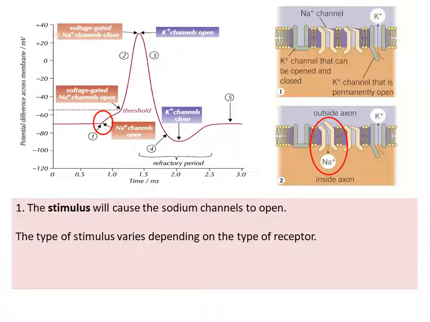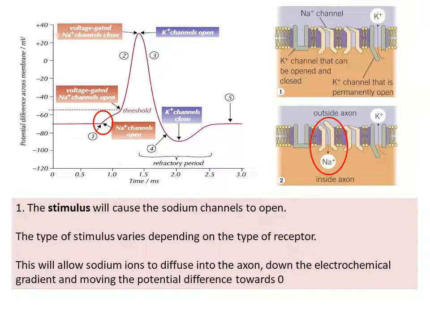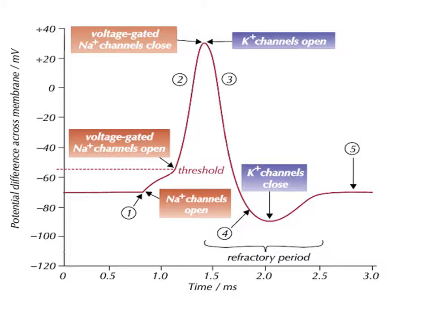Now the stimulus that's needed to actually open these channels will vary depending upon what the receptor is. So for example, it could be a simple physical pressure that opens the sodium channels, or it could be the energy from light, depending upon what type of receptor we're talking about. But whatever the stimulus is, it will allow the sodium ions to diffuse into the axon. That's following the electrochemical gradient, and that will then turn the potential difference from minus 70 millivolts to something going to 0. So on our graph, we're going to be in that section of the graph.